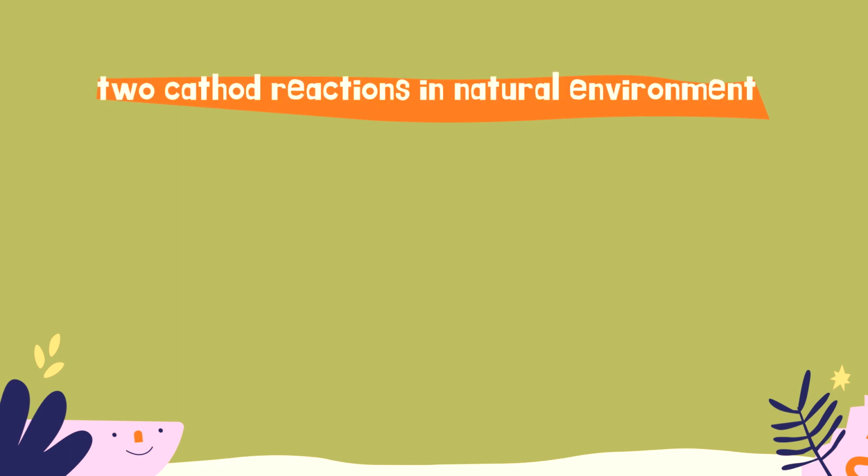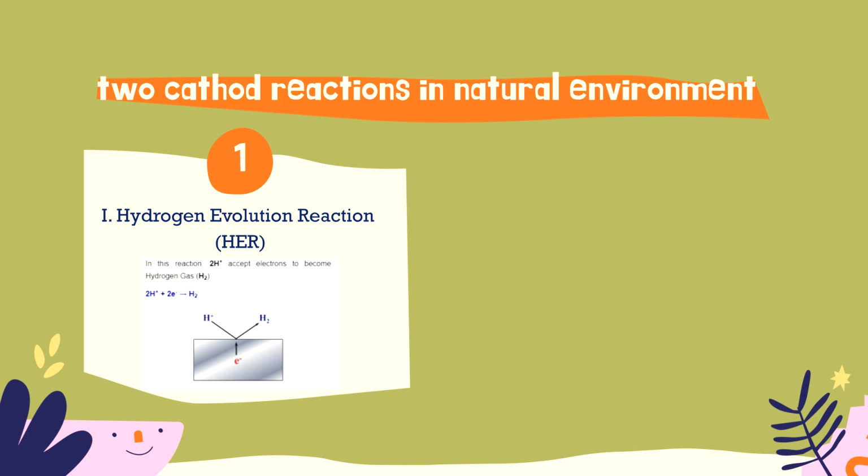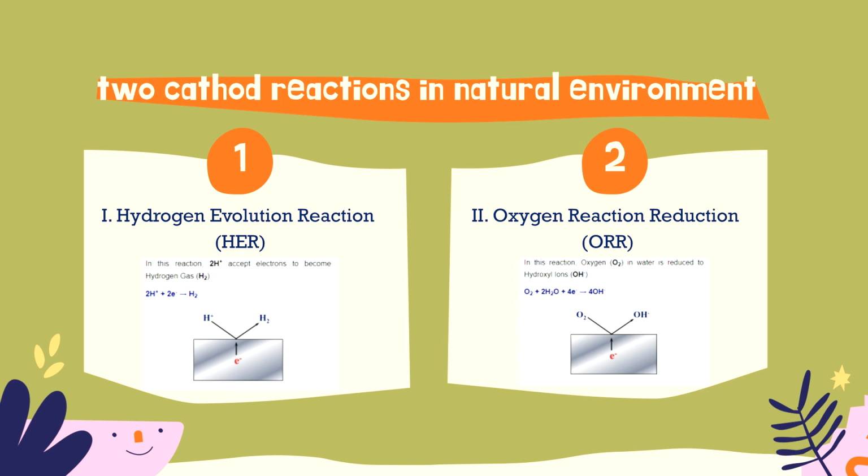There are two cathode reactions in the natural environment. One is the hydrogen evolution reaction, or the HER, wherein in this reaction, 2H raised to the positive accepts electrons to become hydrogen gas. The other one is the oxygen reduction reaction, or the ORR, wherein oxygen and water are reduced to form hydroxyl ions.